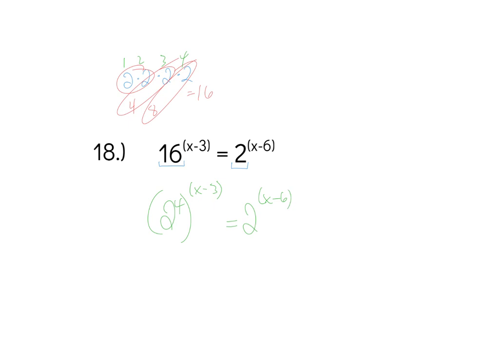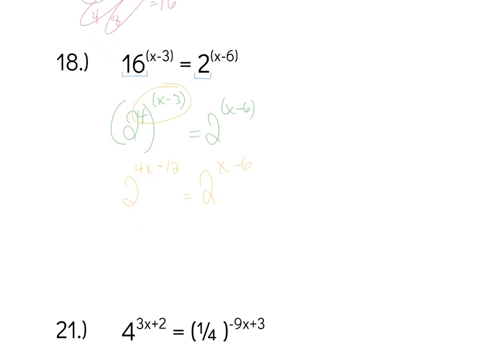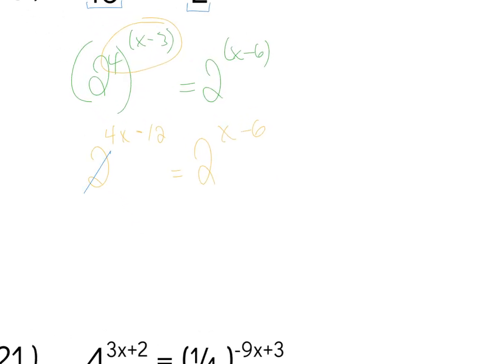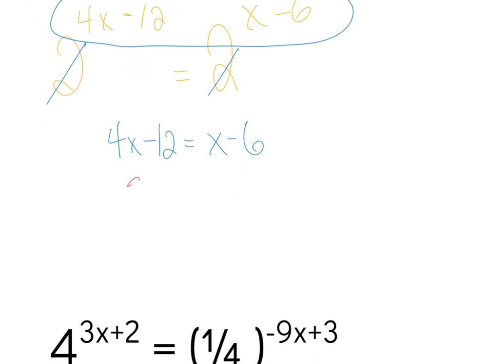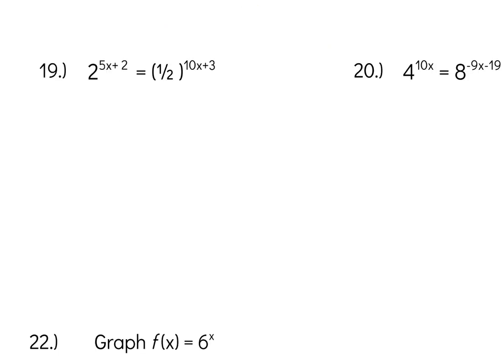And now we distribute that 4 to get 4 to the x minus 12 equals 2 to the x minus 6. So that part on the right doesn't change. And now we're going to ignore the bases because they're the same. The only way for this to actually be solvable is if the exponents are equal to each other. I'm going to subtract x to get 3x. I'm going to add 12 to get 6. I'm going to divide by 3 to get 2. Oh no, a fraction. No big deal.